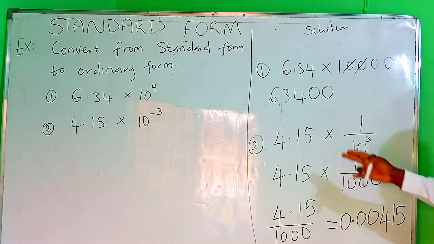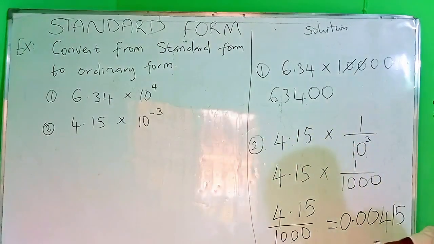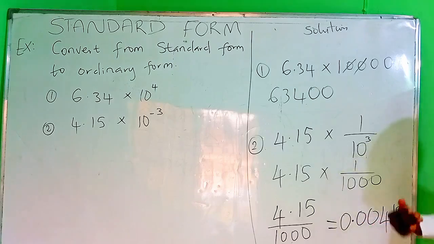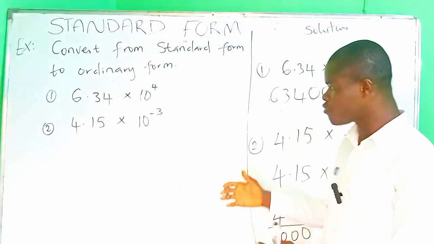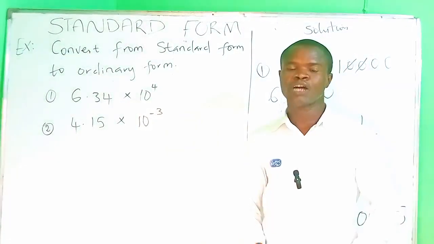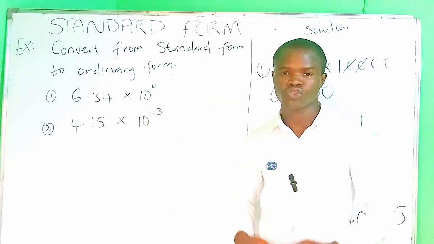So what 4.15 times 10 raised to the power minus 3 means is actually 0.00415. So I believe this is quite simple, and if you followed from beginning to this point, you understood how to express numbers in standard form and how to convert it from standard form to ordinary form.